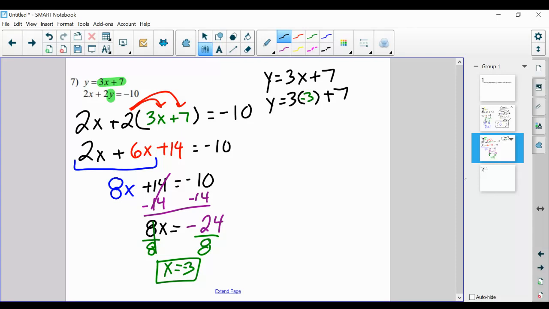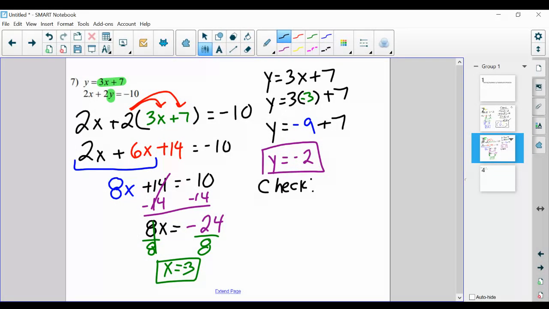All right, cool. So 3 times negative 3 is negative 9 plus 7. Y is going to be equal to negative 2. We can check this by plugging into both equations, our x and our y. Make sure you're staying organized.